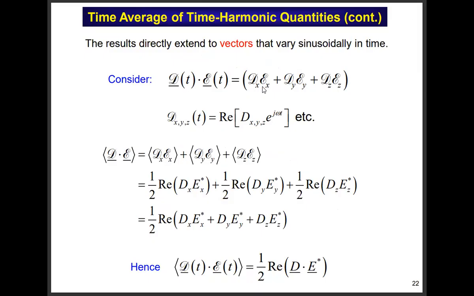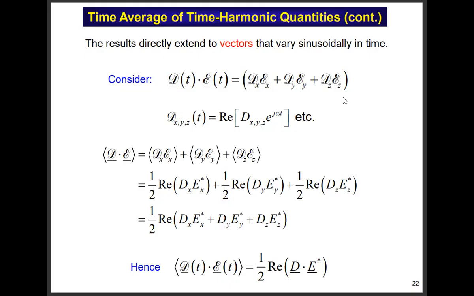Now for any one of them, you've got six quantities here. For any one of them, for example the D vector, you can see it's the real part of the phasor times e to the j omega t. That holds good for D or E, either one of them. They're all sinusoidal. So now let's take the time average of one sinusoidal vector dot another one. D dot E, two sinusoidal vectors dotted together, take the time average.